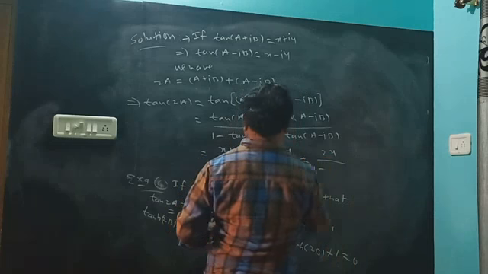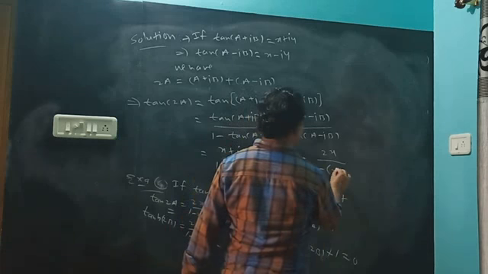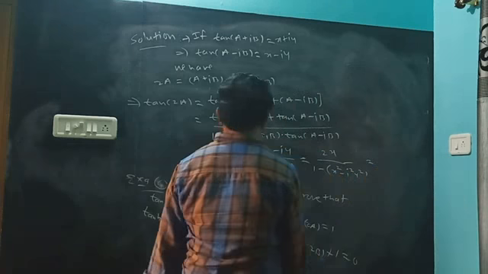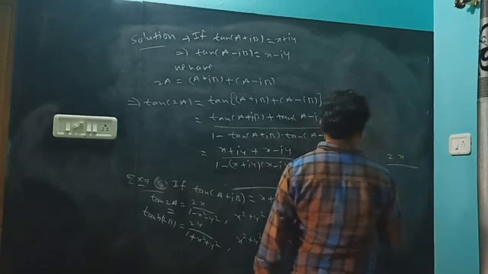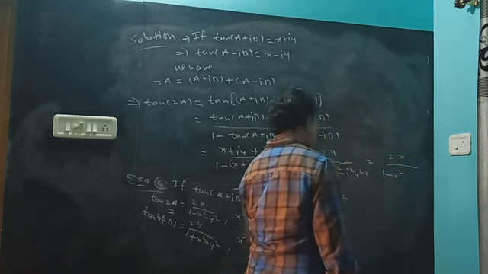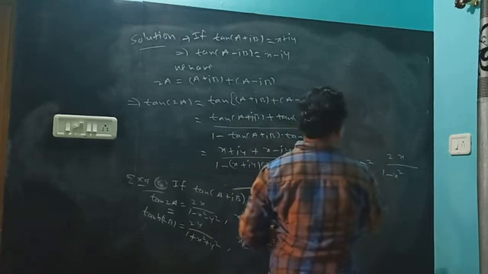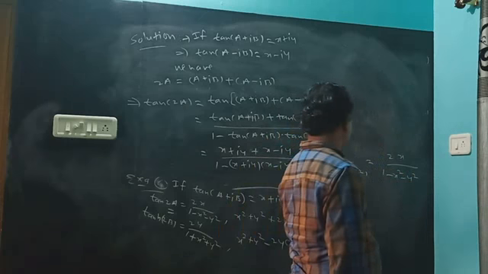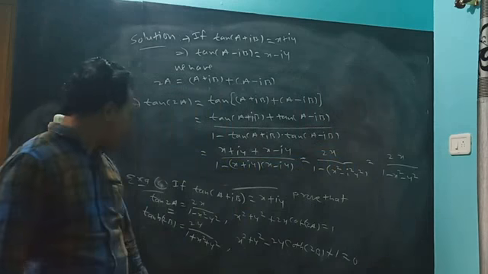1 minus x plus iy times x minus iy, in the form a square minus b square, so x square minus I square y square, which is x square plus y square. So tan 2a is 2x upon 1 minus x square minus y square. Okay, so tan 2a, you get the first result.